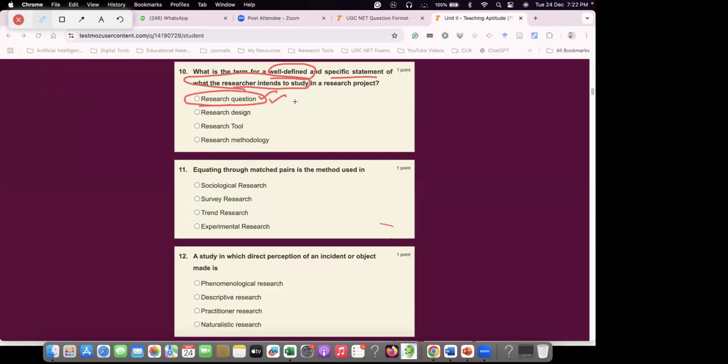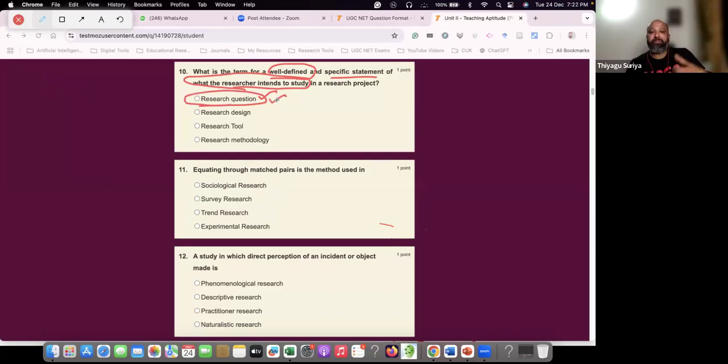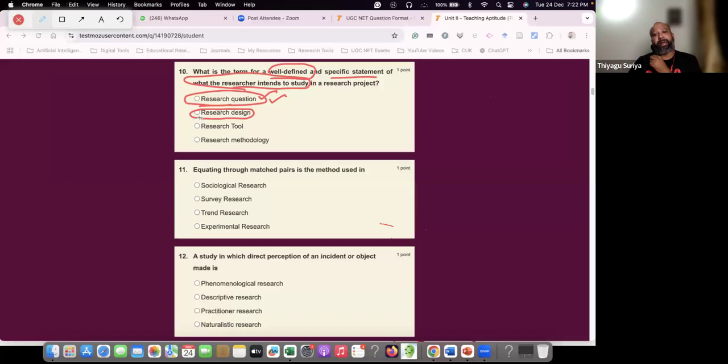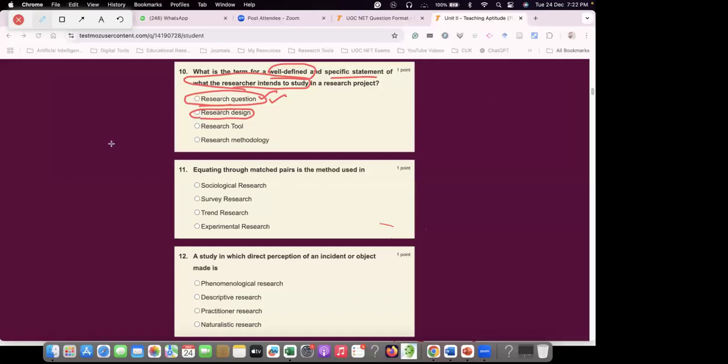Suppose they were talking about the blueprint. If I asked which term is more relevant to the blueprint of the research, what may be the answer? Methodology? Design. Research design. So when you talk about a blueprint, you can think about research design. But here they are talking about what the researcher intends to study. It's nothing but the main objective. The main objectives automatically continue in research question format, right? Hope you are getting this.